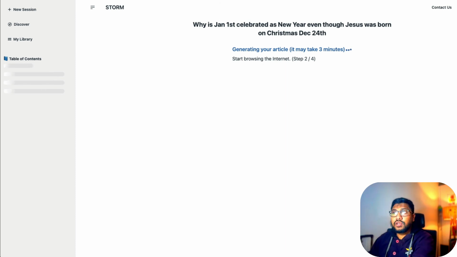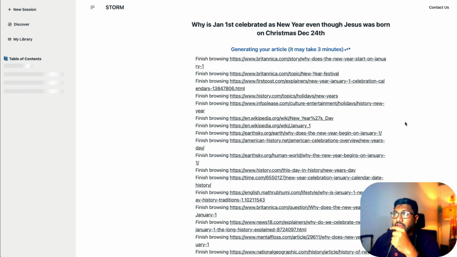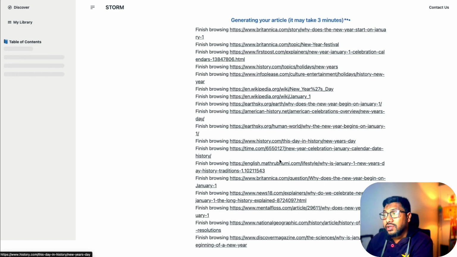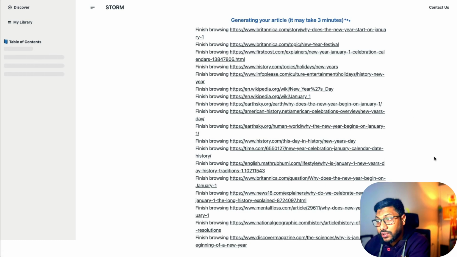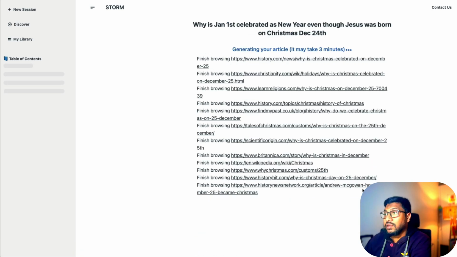And if you go there, you would see a lot of libraries helping it to do that. So it's getting different articles, like from Wikipedia. There is some history related information about New Year from Britannica, which is an encyclopedia. Mental Floss, a blog that I used to read quite a while back. Some Christianity related articles. So it's collecting all the information about the question that we have asked.